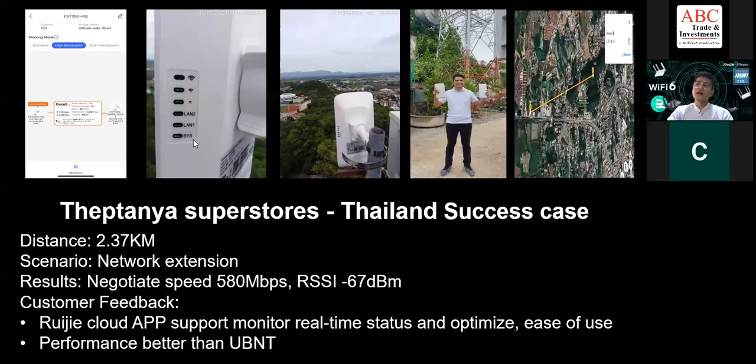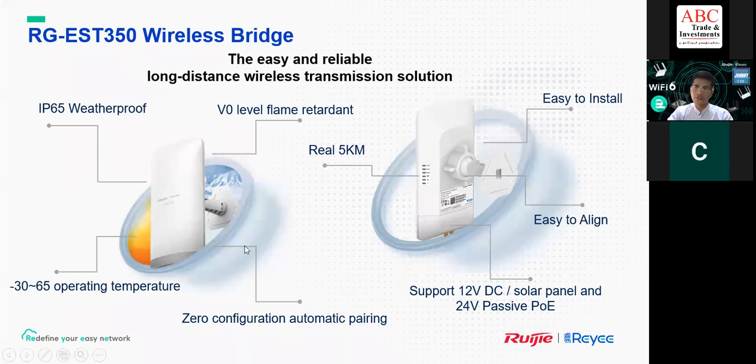Okay, another thing is I want to mention some highlight features for our EST350. This is a very useful and reliable long distance wireless transmission solution. Here, as you can see, we have some highlight features like IP65 waterproof, V0 level flame retardant. So it means no flaming anymore, no burning. If there is some fire, it will be extinguished in less than 10 seconds. So this is very good for flame. No animal biting issue. We also offer minus 30 degrees Celsius to 65 for the working temperature, and 5 km distance.